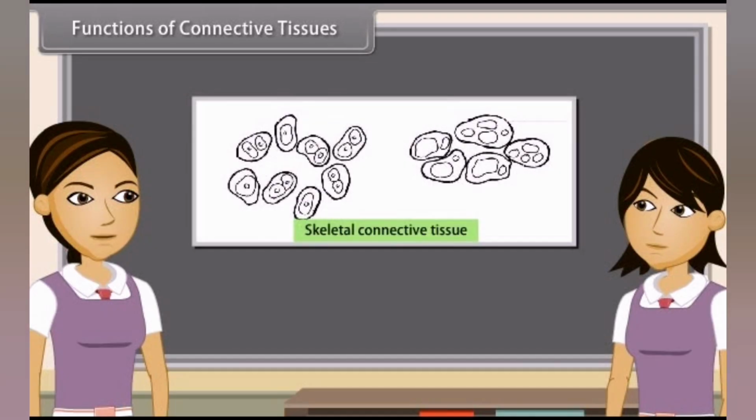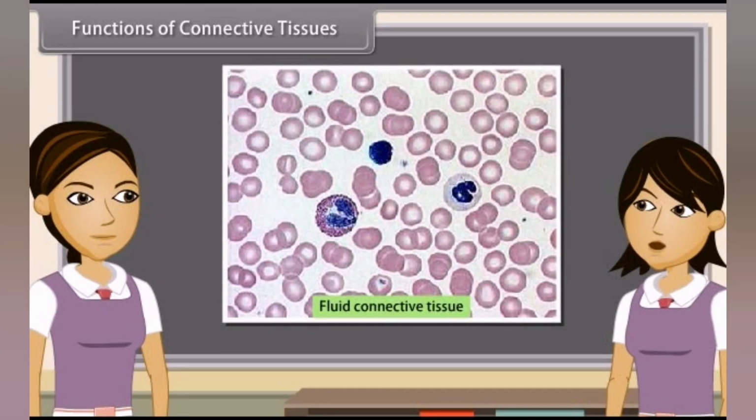Skeletal connective tissue forms endoskeleton, provides flexibility and support to the body parts, protects vital organs, stores calcium and phosphate. Fluid connective tissue transports nutrients, hormones and vitamins to the tissues of the whole body and excretory products from the tissues of the whole body to the liver and kidney.